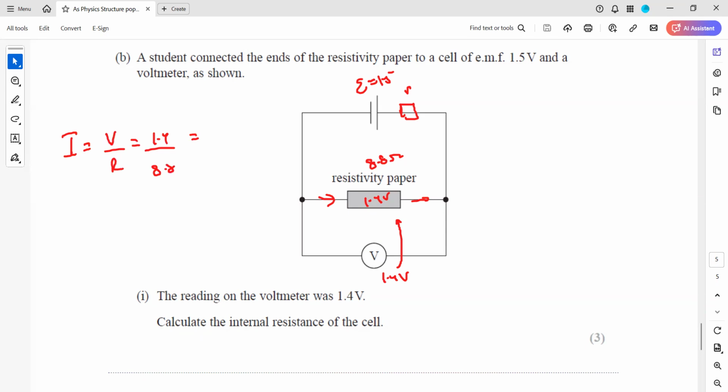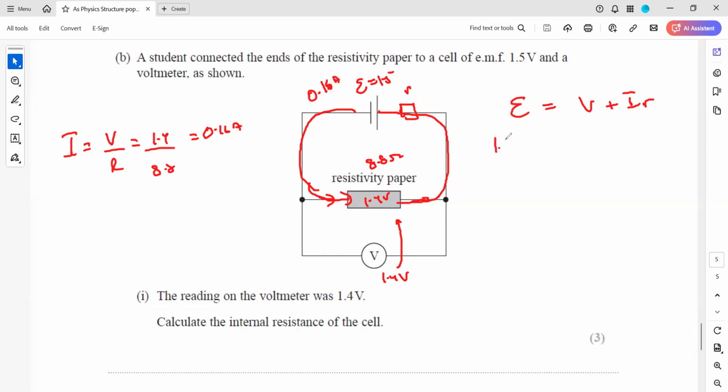That will be 0.16 ampere. So 0.16 ampere is actually the current coming from the battery, because we assume the voltmeter has a very high resistance, so no current or negligible current will flow through it. So all the current coming out from the battery flows through the resistivity paper. So we have the formula, the EMF is equal to V plus IR.